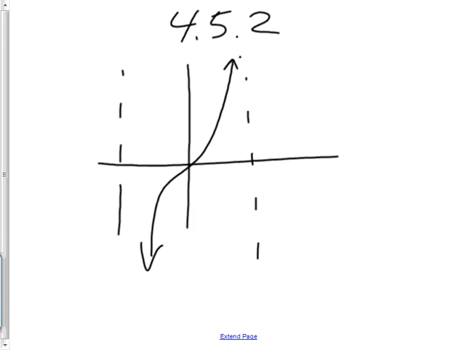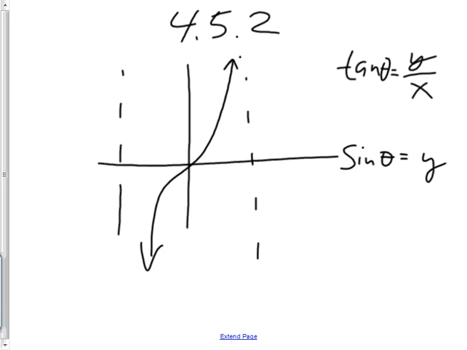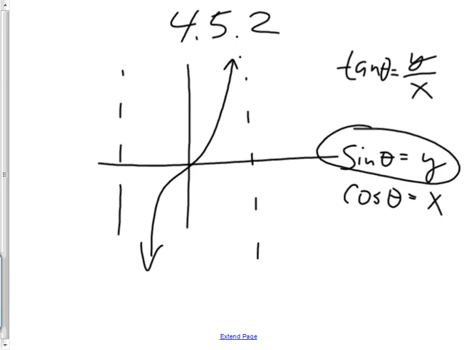Now, do you remember me saying before that tangent was y over x? I don't know if you ever stopped to think about this. If tangent of the angle is y over x, we also said sine of the angle is y, and cosine of the angle is x. Do you get that if y is really sine, then tangent is really sine over cosine?